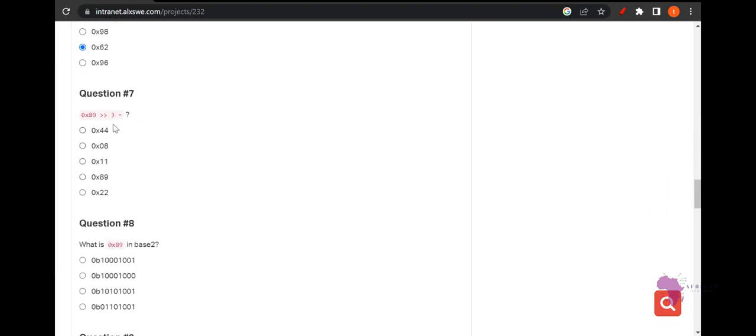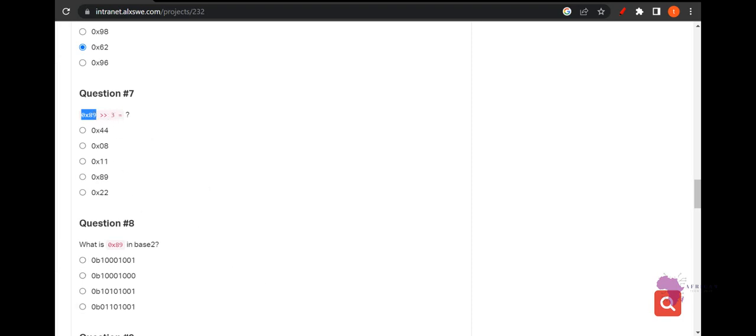Question number 7. Number 7 is 0x89, and then there is this thing. Now you're getting to see a new thing. This is shift to the right. You're shifting to the right. So you have first of all this into binary, then from there you shift to the right.